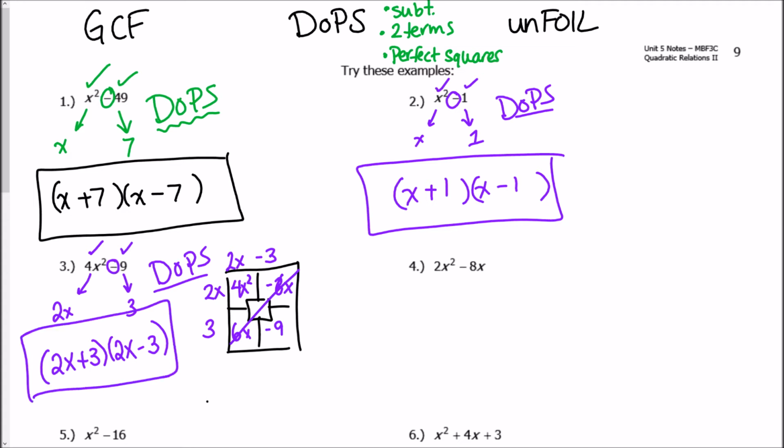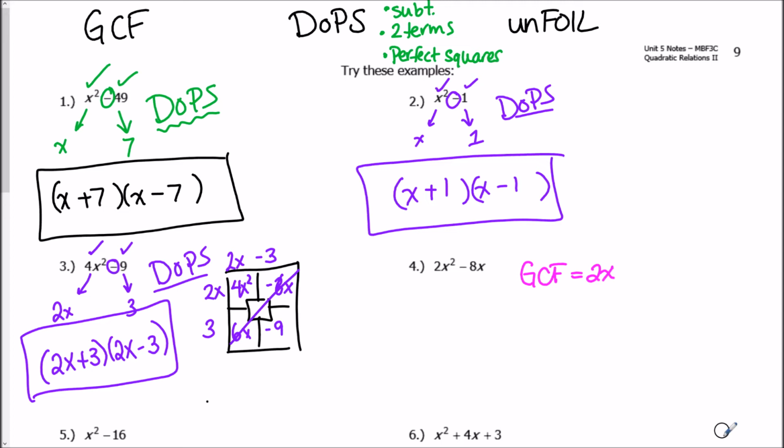Number 4 says 2x squared minus 8x. So if I take a look at what we have here, if it's a GCF, there's something in common with both terms. Well, there's an x in common with both terms, and there's a 2 in common. So this is a GCF question, and the GCF is 2x.